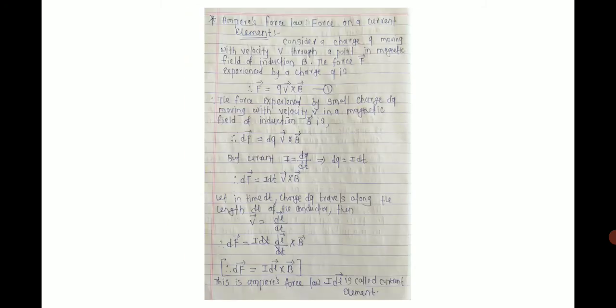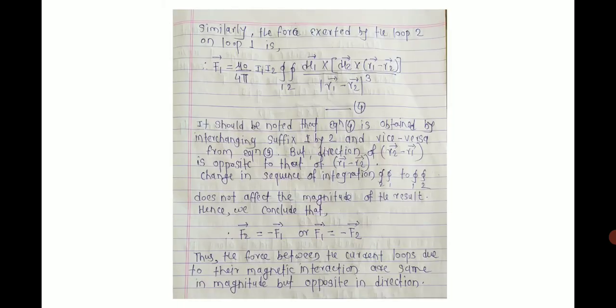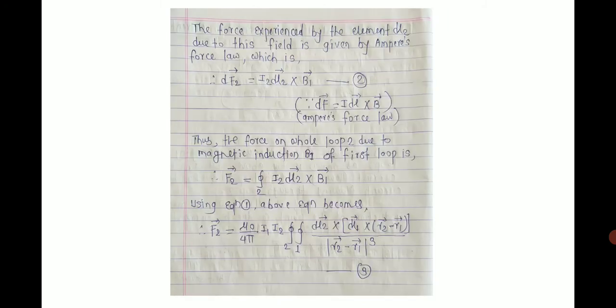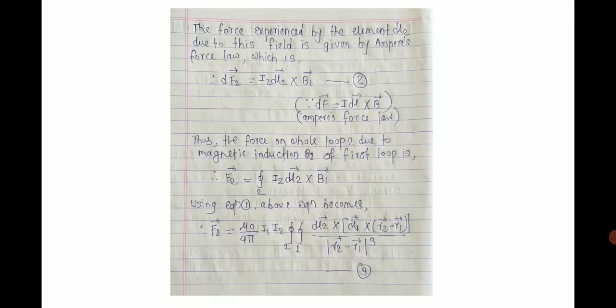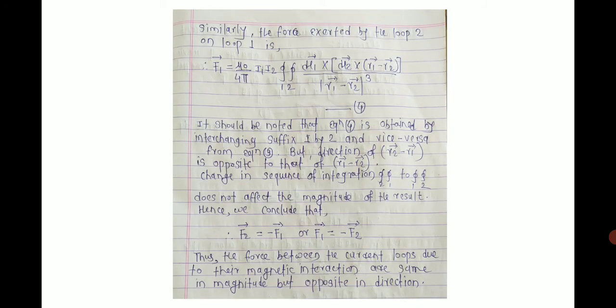Then we calculate F1, similarly the force experienced by loop 1 due to loop 2, and that is only interchanging the suffix. 2 is replaced by 1, 1 is replaced by 2 in equation number 3. The force F1 is equal to mu naught upon 4 pi I1 I2 integration 1 to 2, dl1 cross dl2 cross (R1 minus R2) divided by mod of (R1 minus R2) cube. This is equation 4.